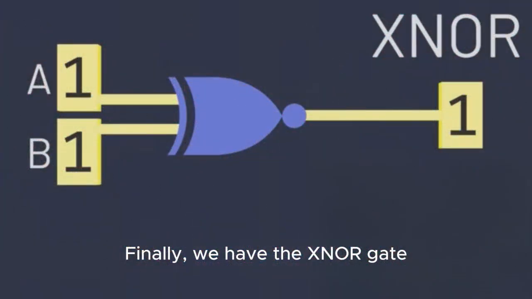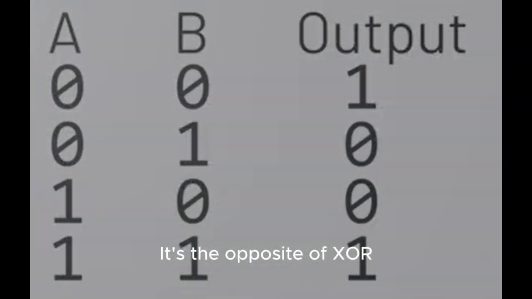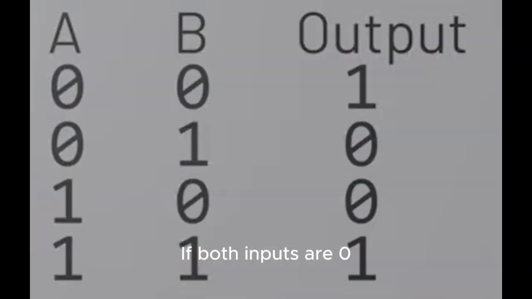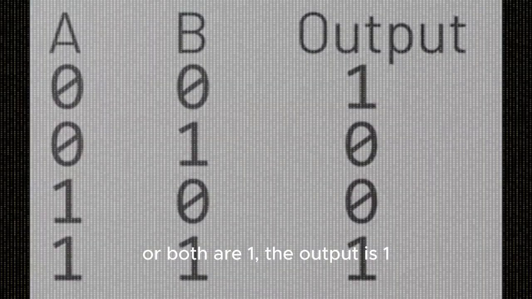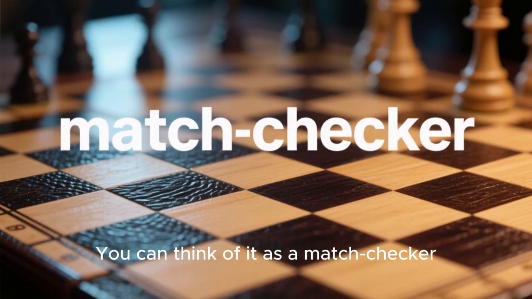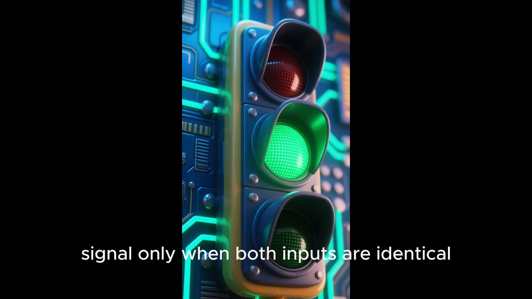Finally, we have the XNOR gate, or exclusive NOR. It's an XOR gate with that little circle at the end. It's the opposite of XOR, meaning its output is 1, or true, only when the inputs are the same. If both inputs are 0, or both are 1, the output is 1. If the inputs are different, the output is 0. You can think of it as a match checker. It gives you a true signal only when both inputs are identical.